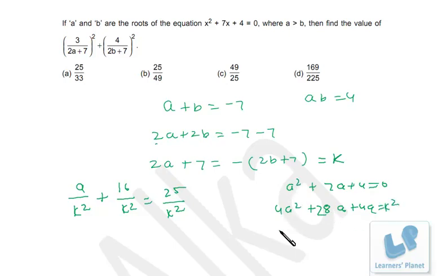Now we deduct this equation from this. So first of all I multiply this by 4, so it's 4a square plus 28a plus 16 is equal to 0, right? So 4a square minus 4a square is 0, 0. So 49 minus 16, so k square is what? 33, right? I put the value of k square over here, so it's 25 by 33. That is the value of this expression. Okay, I hope you are clear. It's a very simple problem, friends.